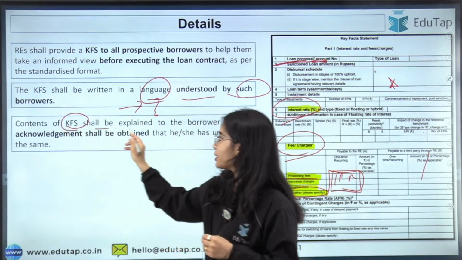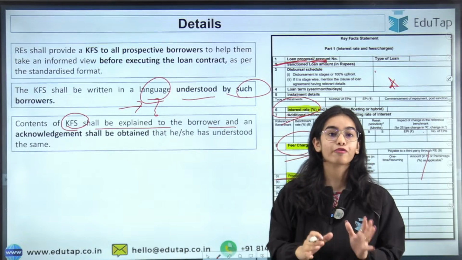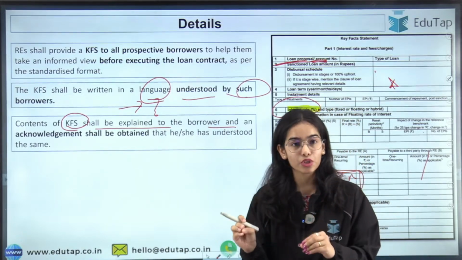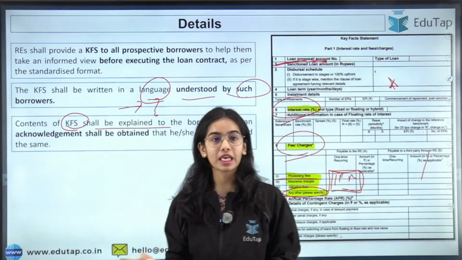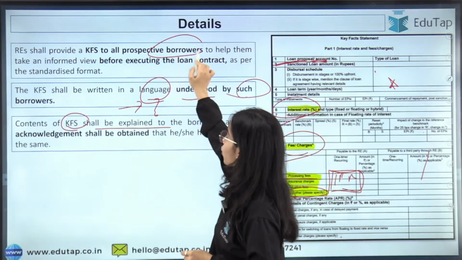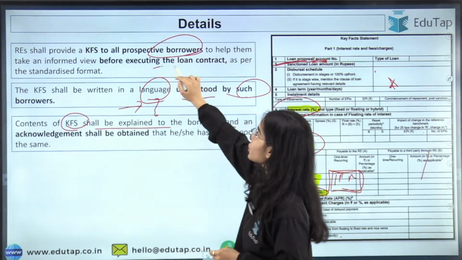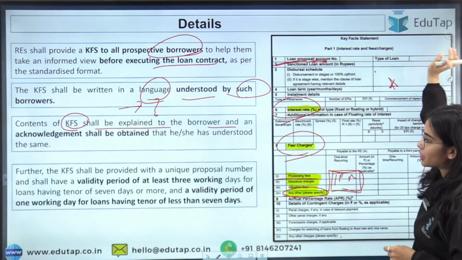Contents of the KFS shall be explained to the borrower, and acknowledgement has to be taken from the borrower that the person has understood all the terms and conditions or not. Okay, so that is the basic idea. And KFS has to be provided to all the borrowers before executing the loan contract as per the standardized format. The information has to be provided.